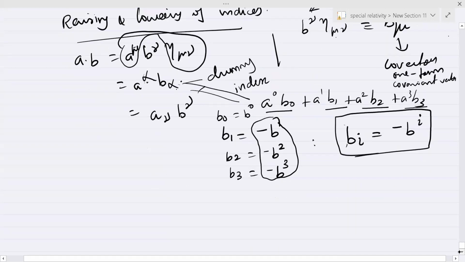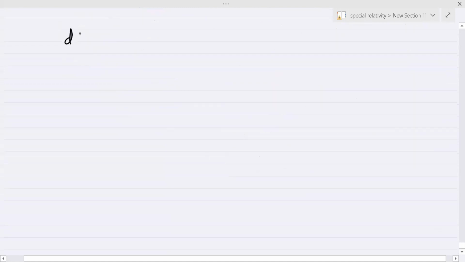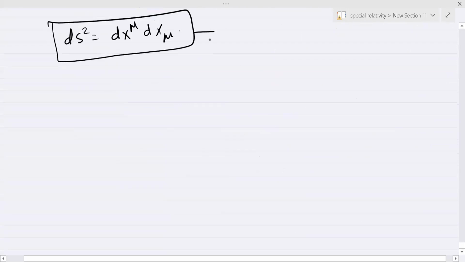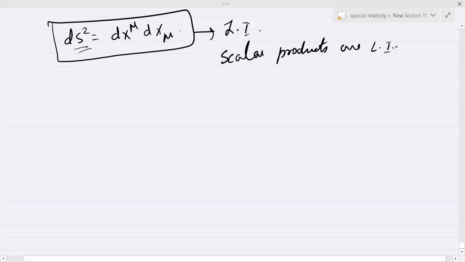There's one more detail we talked about. We can write ds square as simply dx_mu dx^mu. This is one way of writing the invariant interval, and we again see that this is invariant because you can write it as a scalar product, and scalar products are Lorentz invariant. It's just like in rotation. In rotation, you know that the three-vector a dot b are invariant under rotations. In the same way, this construction, what we call a four-dimensional scalar product, is Lorentz invariant.